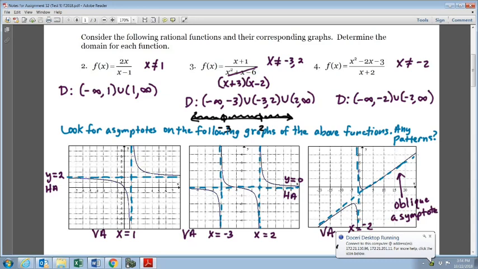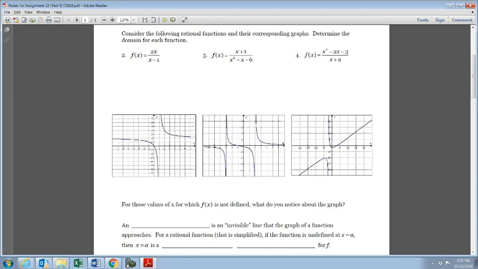All right, so there's a pattern going on here. Do you see the pattern? Let's move on to the next page or slide, and we'll summarize here. So I'm going to go ahead and put in the asymptotes that we just found, the vertical asymptotes.